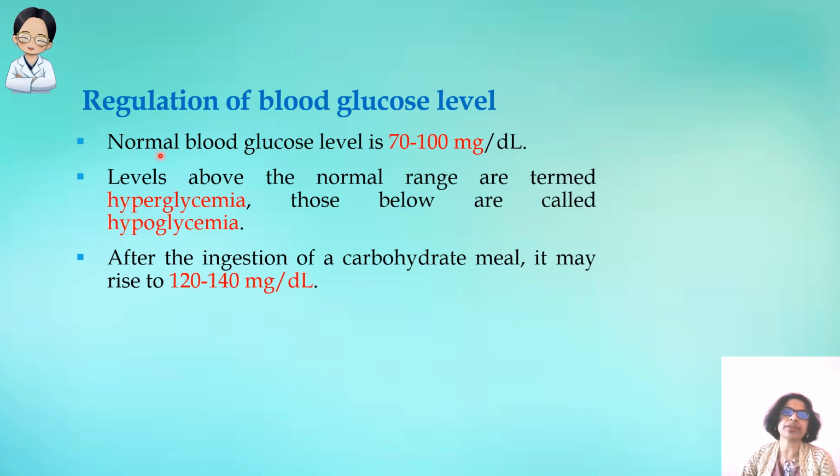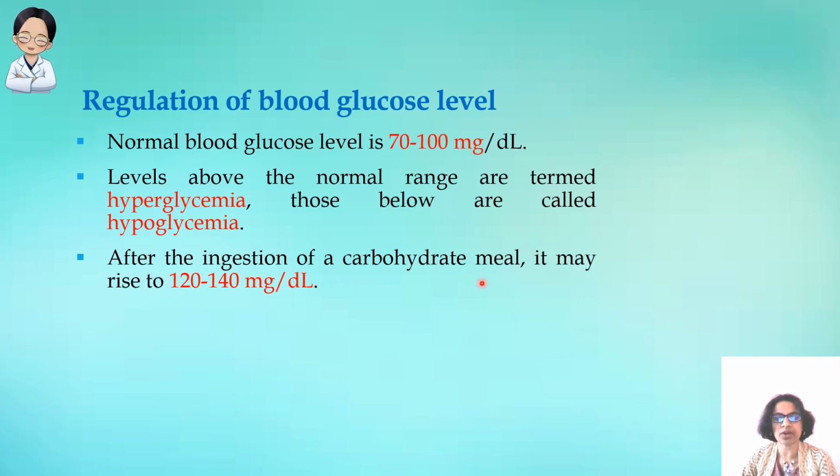So let us come to what we mean by regulation of blood glucose level. The normal blood glucose level is 70 to 100 milligram per deciliter. Levels above the normal range are termed hyperglycemia. Those below are called hypoglycemia. So we have to understand two kinds of terminology: one is hyperglycemia, another one is hypoglycemia. When these levels rise, that is known as hyperglycemia. When these levels are below normal, that is known as hypoglycemia.